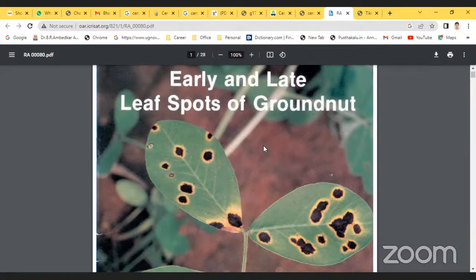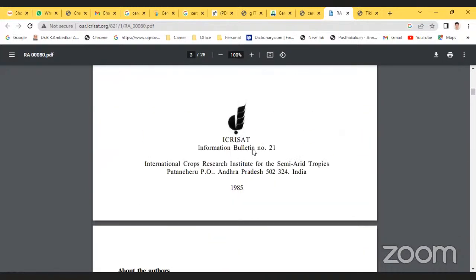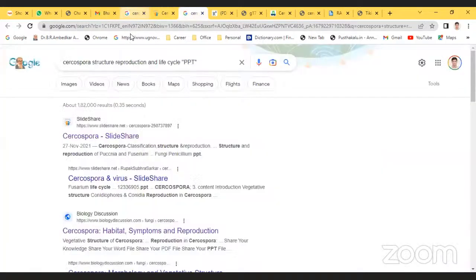Leaf spot. Yes, leaf spot disease. Cercospora disease and also Tikka disease. And very, very popular, the name is Tikka disease in groundnut, right? Yes. So here, we will observe the cross section. So I will show the diagram. Just wait.